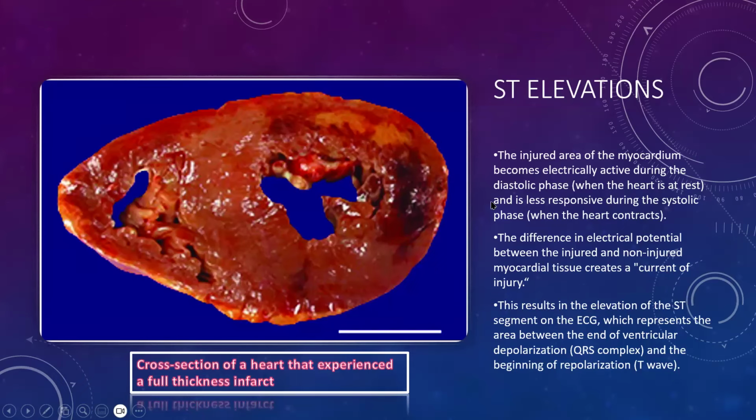So when the heart is resting, this here has a higher electrical potential, all right, as they've mentioned over here. It becomes electrically active during the diastolic phase and less responsive during the systolic phase. So that's what creates that ST elevation, and that's what we look for. So it's not some sort of magical thing that occurs. There is a physiological reason behind it, okay?